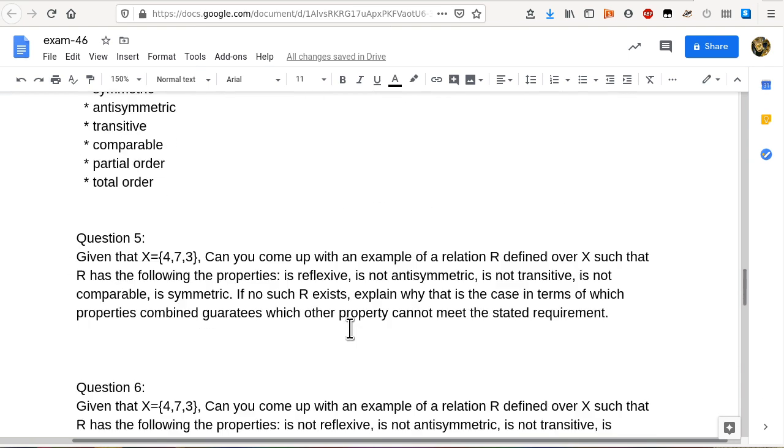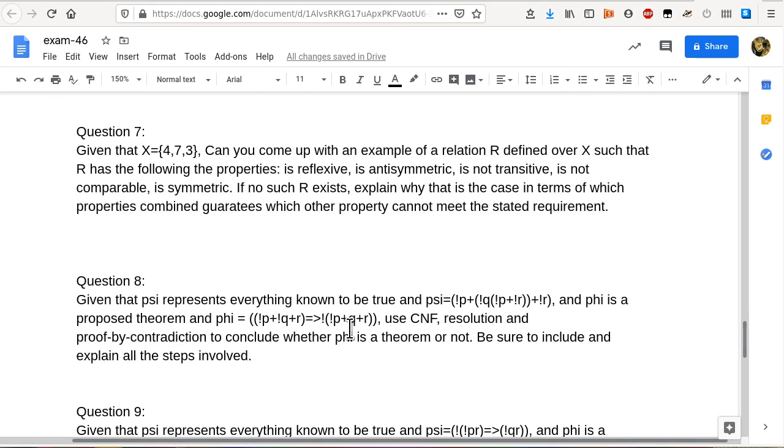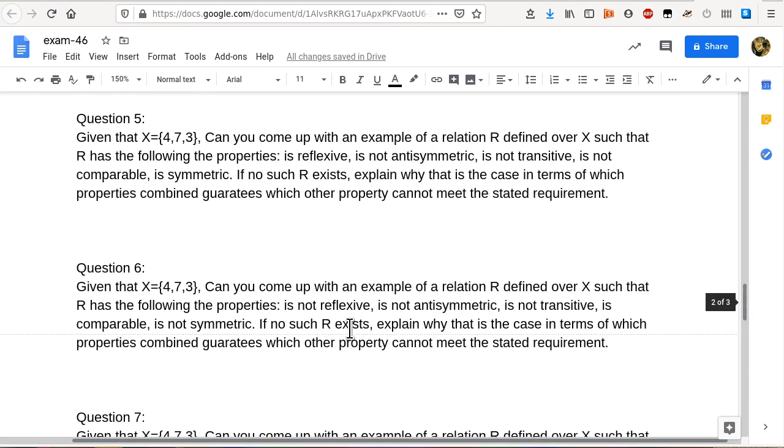Now, questions 5, 6, and 7 are lumped together because all of these have the same format: I'm not telling you what R is, but I'm telling you what I want in that R, and explain to me why it is not possible if it is not possible, and also give me an example if it is possible. I lump all of these together because people actually have to think about this and explain why it is not possible if it is not possible.